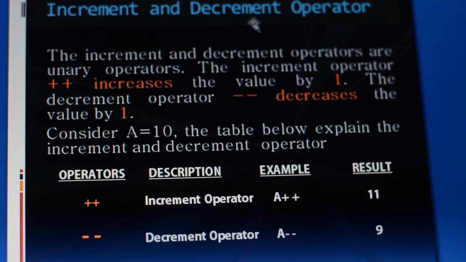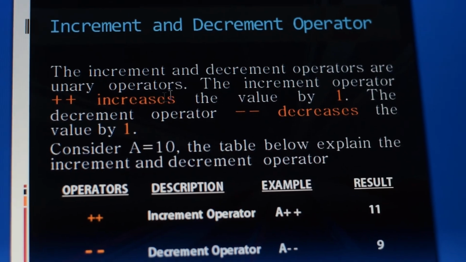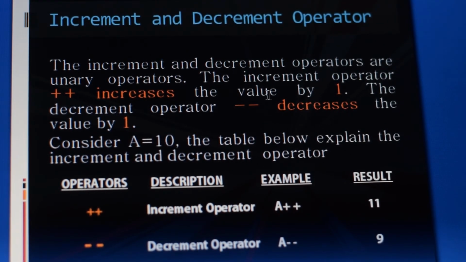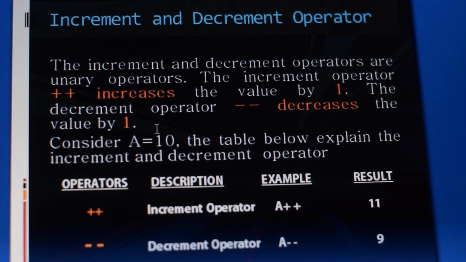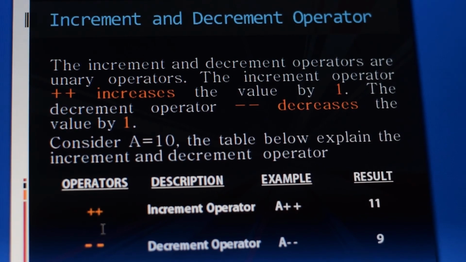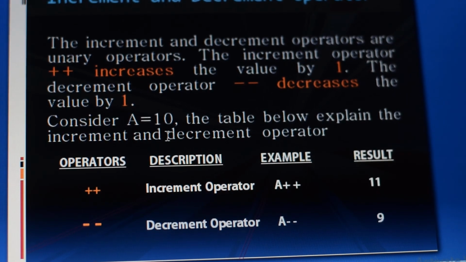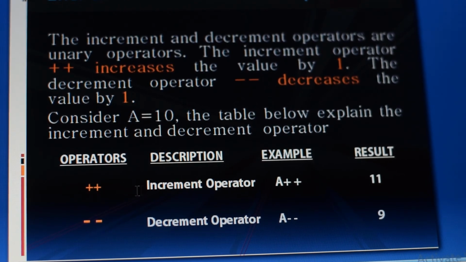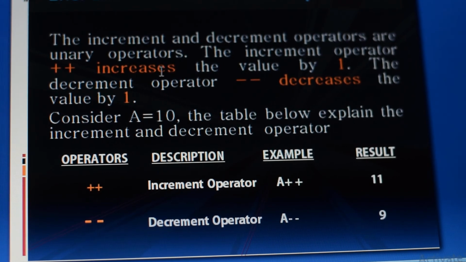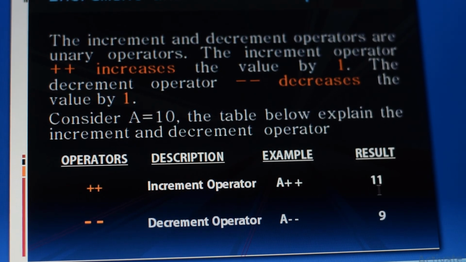Next is increment and decrement operator. The increment and decrement operators are unary operators. The increment operator plus plus increases the value by 1 and the decrement operator minus minus decreases the value by 1. For example, consider A equals to 10. If we give the increment operator, what will happen? It will increase the value by 1. So 10 plus 1, that is 11.